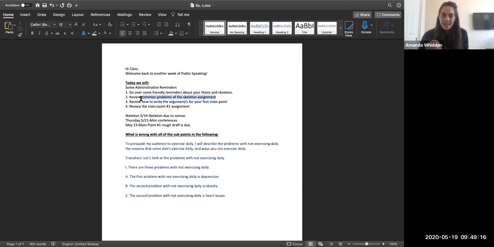That said, there are a couple common problems with the skeleton. And since we're going to be going into our first main point, I would like to address the problems issue here. And that is the common problem of the skeleton assignment. Let's look here at this thesis statement, which says: to persuade my audience to exercise daily.